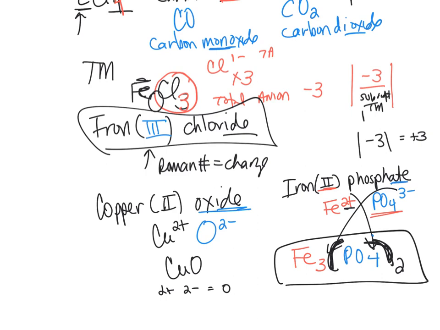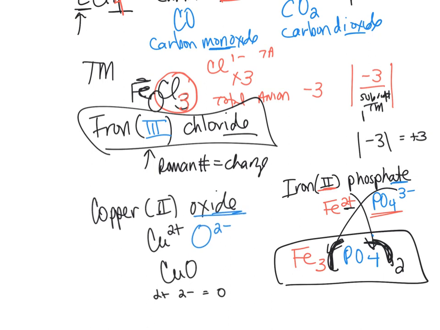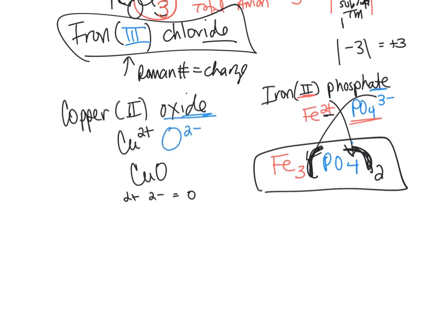And that means if you were to do the formula mass of this, formula mass, you would take 3 times the formula mass of iron, which, I have to look on my periodic table, 55.845 grams per mole. You would have 2, so that's iron. For phosphorus, you would have 2 times 1, so there would be 2 phosphorus.